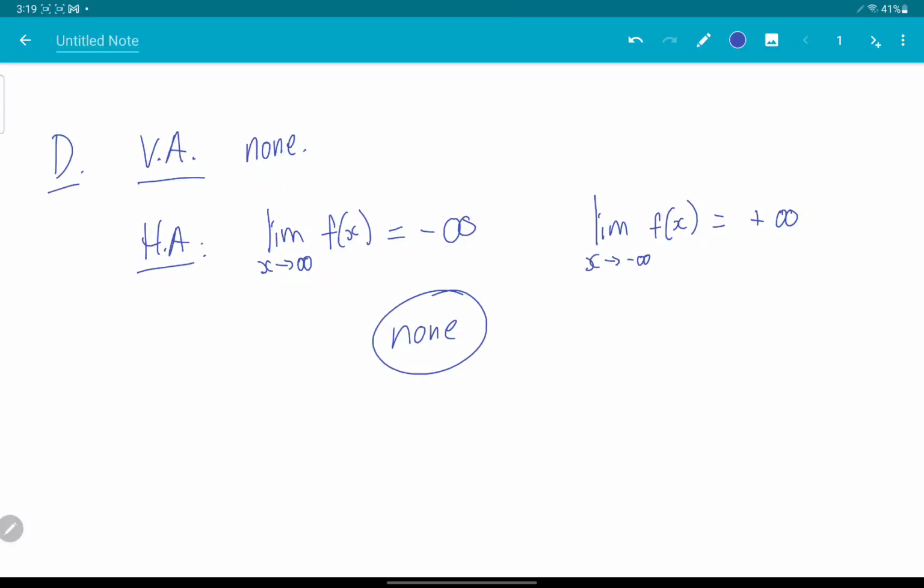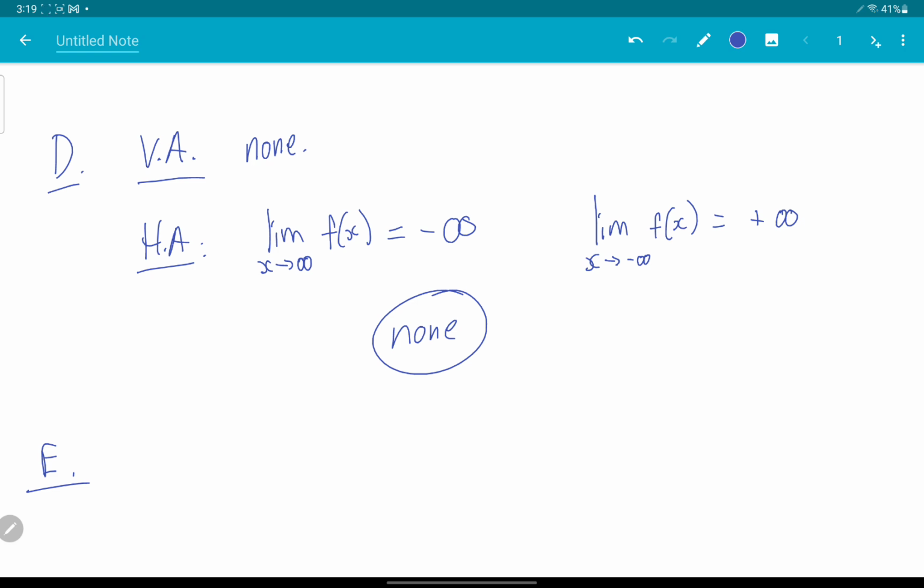Okay, one more time. We did not get real numbers here. So there are no horizontal asymptotes. Okay, part E. Part E is intervals of increase and decrease.